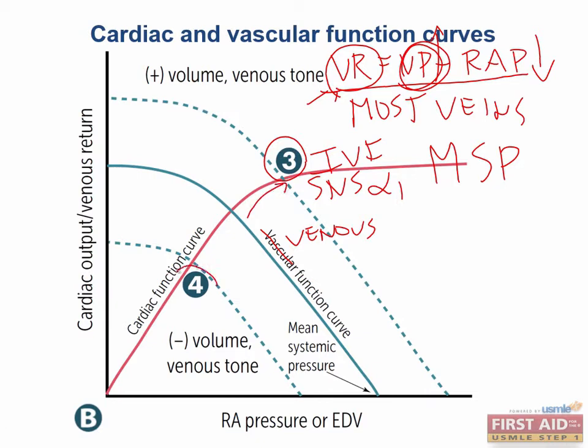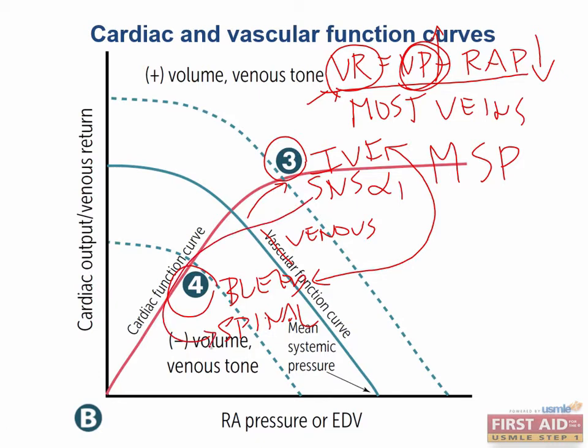Now under the number 4, we have bleeding or acute hemorrhage and spinal anesthesia. These are the exact opposite of giving someone a bolus. IV fluids is the exact opposite of bleeding, and activating the sympathetic nervous system is the exact opposite of spinal anesthesia.